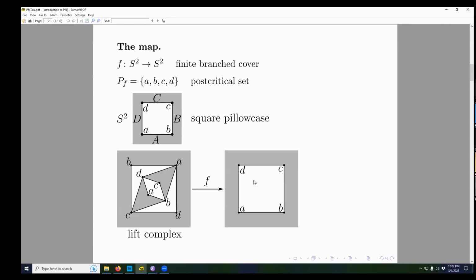Okay, we have our square pillowcase here, and our map F pulls back the square pillowcase to give us another cell structure on the two-sphere called the lift complex. The tiles of the lift complex are colored by the colors of their images, and the vertices of the lift complex are labeled by their images. So, for example, this vertex maps to post-critical point B.